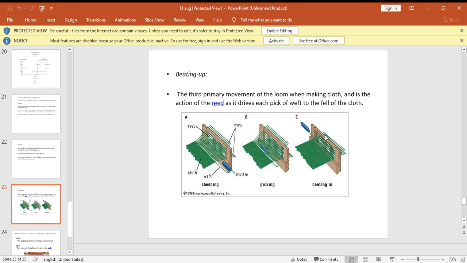And beat up. Beat up is, see here, you can see the shuttle. It is the action of the reed as it drives each pick of the weft to the fell of the cloth. This one is the beat up. So these are the three motions of weaving. So what are they? Shedding, picking and beat up.